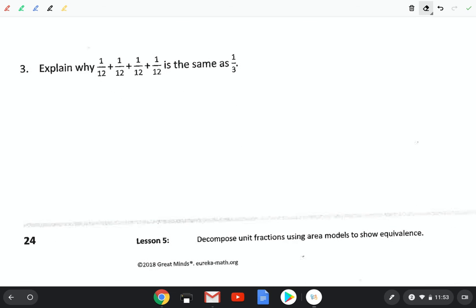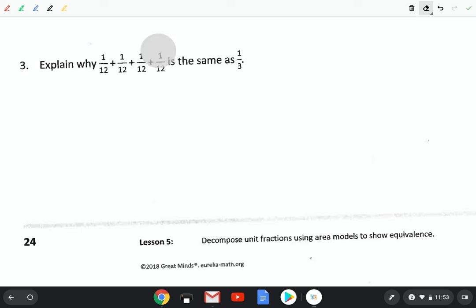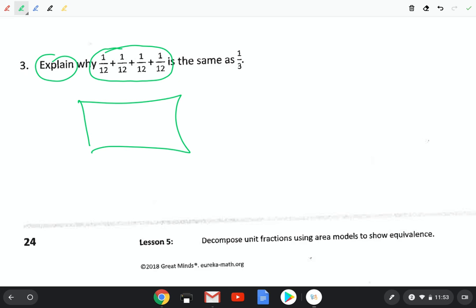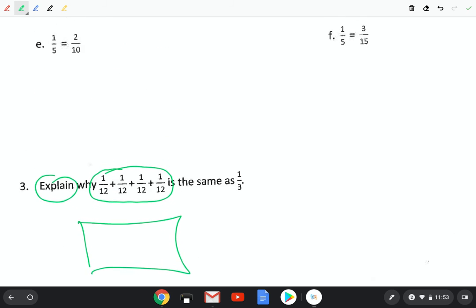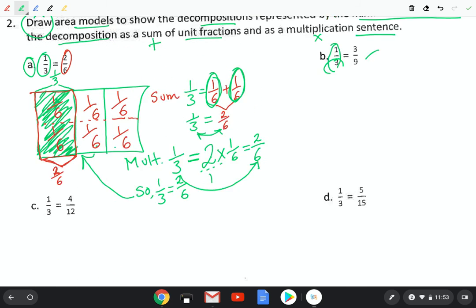The last one says, explain why this, oh, I'm sorry. Explain why this addition of unit fractions is the same as 1/3. So you're going to explain. It doesn't say specifically how to explain, so you may choose to use words or an area model or even number sentences. Okay, and so that would be it for day 5.